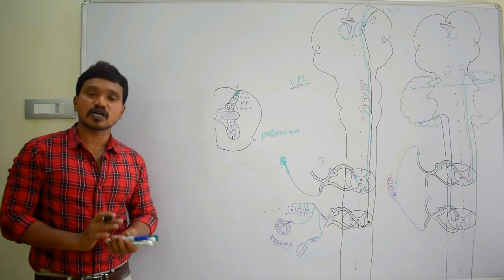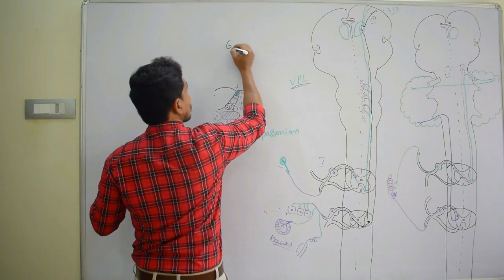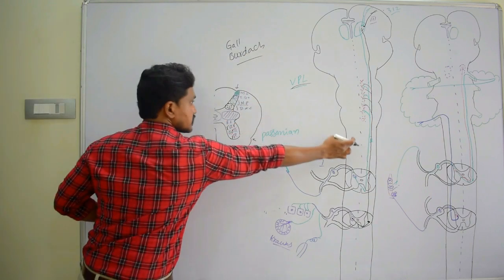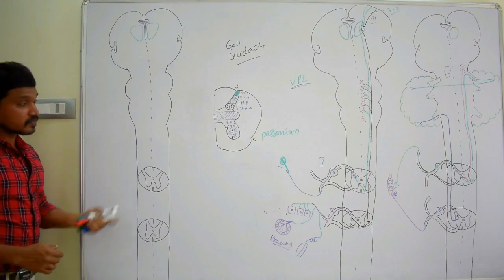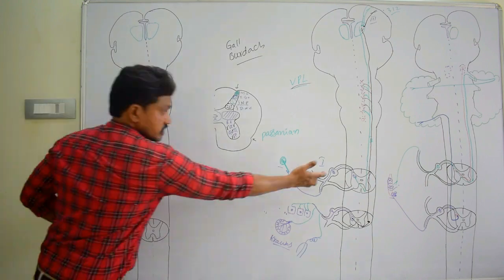That tract we can also call the tract of Gall and tract of Burdach. We will take the same picture here. So here I am taking the cerebral hemisphere. We have drawn the schematic view of brain and spinal cord. Now we will draw the same structures here.